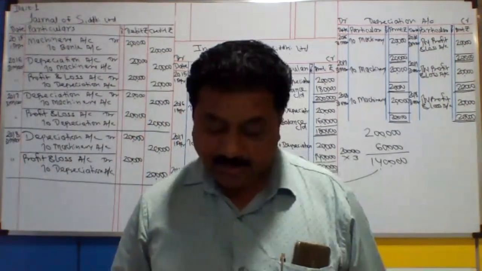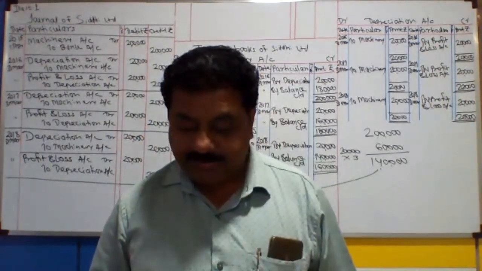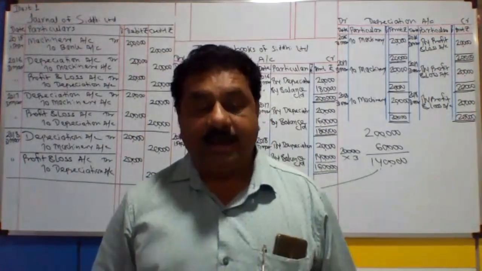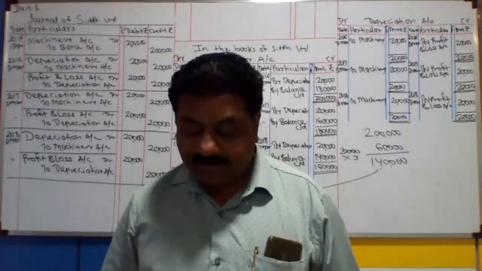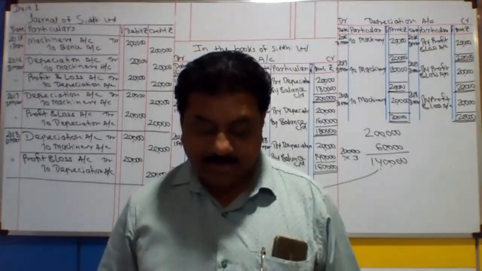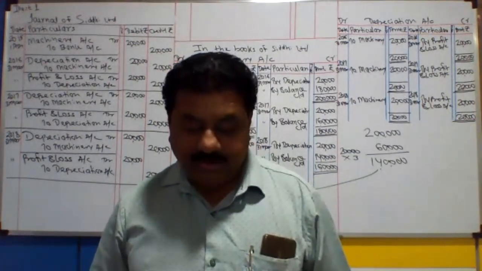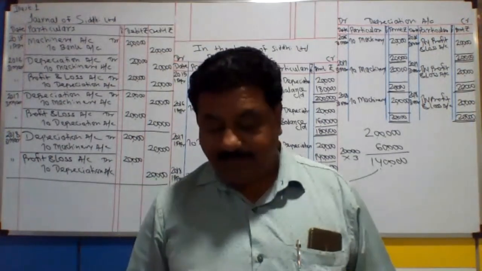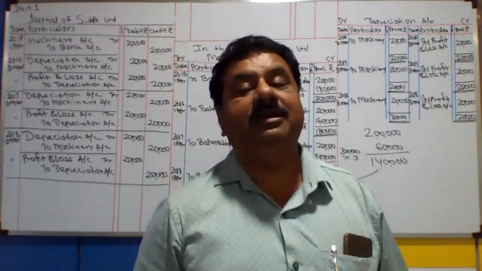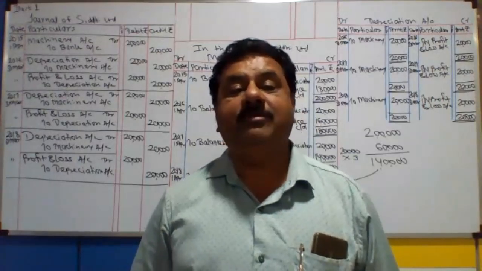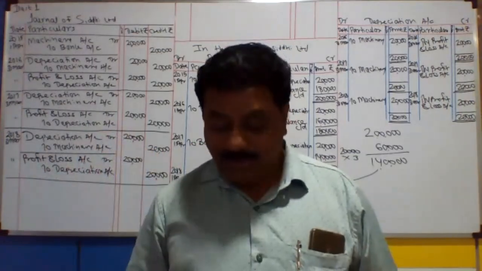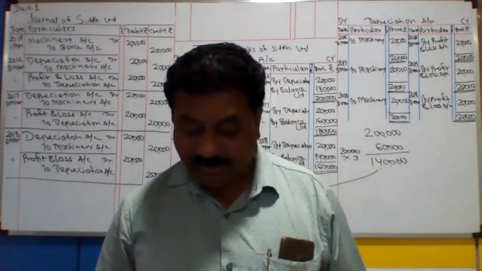They decided to follow fixed installment method of depreciation. The life of the equipment is estimated at 8 years, and scrap value of the equipment at the end of its life is estimated 2,000 rupees. On January 2019, entire equipment sold for 35,000. Underline the wording entire equipment. मतलब पूरा का पूरा हमने सेल ही कर दिया. It is sold, okay, for 35,000.